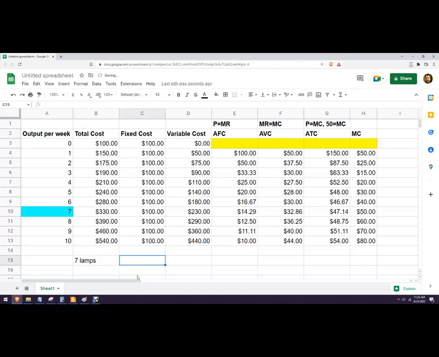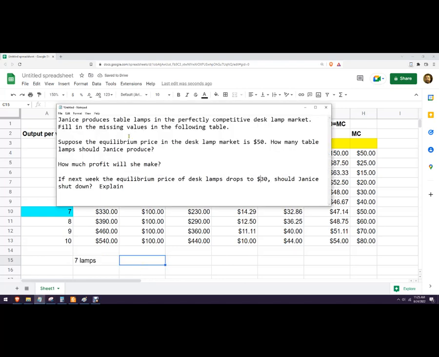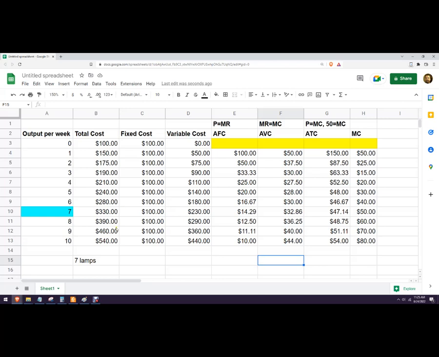Okay, and let's see where my problem is talking. Okay, how many table lamps should they produce? The answer is 7. How much profit could she make? So you kind of have your own choice here. You could just count. You're told it's $330, and then we'll just multiply 7 times 50, which would be 350. So they make $20, right? $20 is the answer.